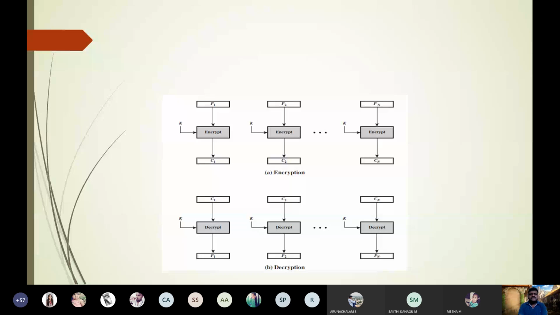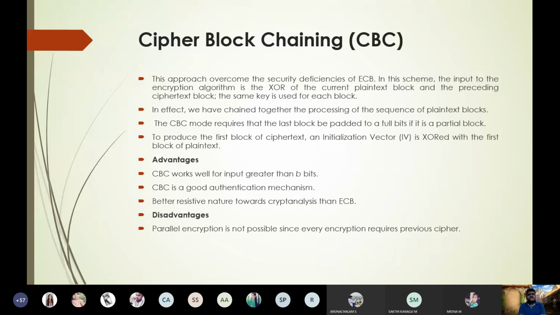Cipher block chaining. So what is cipher block chaining? It is somewhat an advanced version of ECB, that is, electronic codebook, because ECB is a basic one. We have seen its disadvantage: it is easy for cryptanalysis. So to avoid this, I need to upgrade my ECB. The upgrade of ECB is nothing but cipher block chaining.